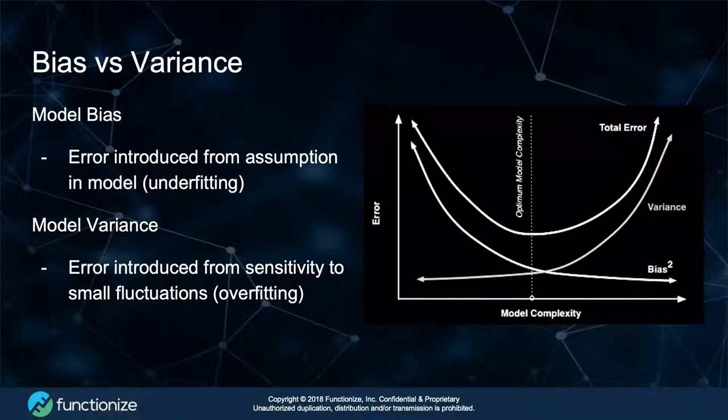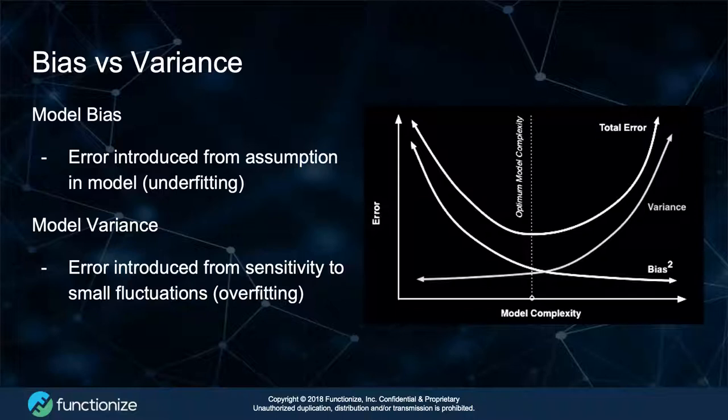Okay, so model bias means you've introduced error from assumptions in the model, so the model is underfit. We've made some assumption about our data that may be incorrect, and we aren't able to fit a model to that data very well. So it's underfit. The opposite is model variance, which is error introduced from sensitivity to small fluctuations in the data, so the data is overfit. For example, you may build a model with high variance, and then when you try to model a new situation, it doesn't work because that model is too constrained to the training data. So that's an overfit situation.